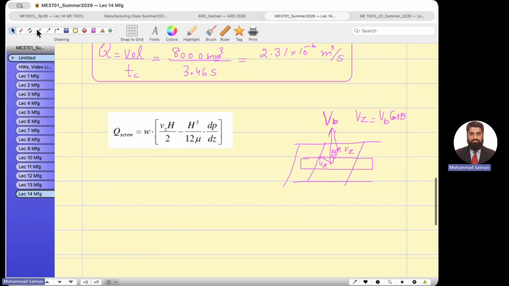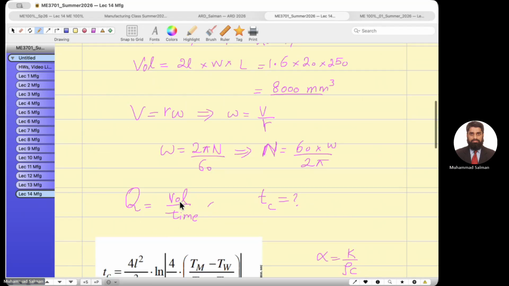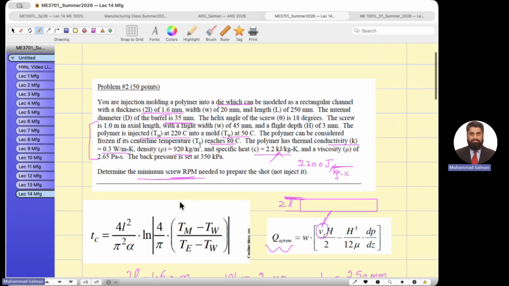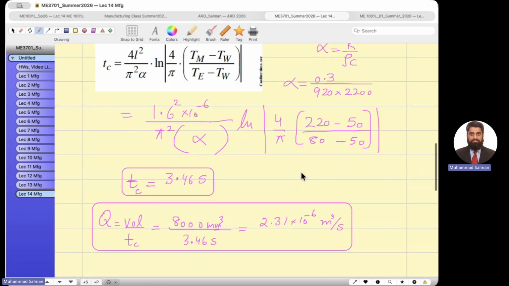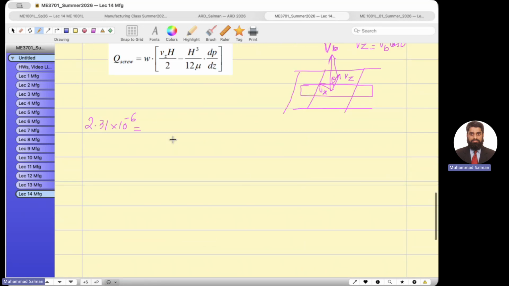Let's plug in the values. So 2.31 times 10 to the power negative 0 on the left hand side. The width of the channel is 45. The flight width is 45 millimeter. So I can write down 45 here, convert it into meters.